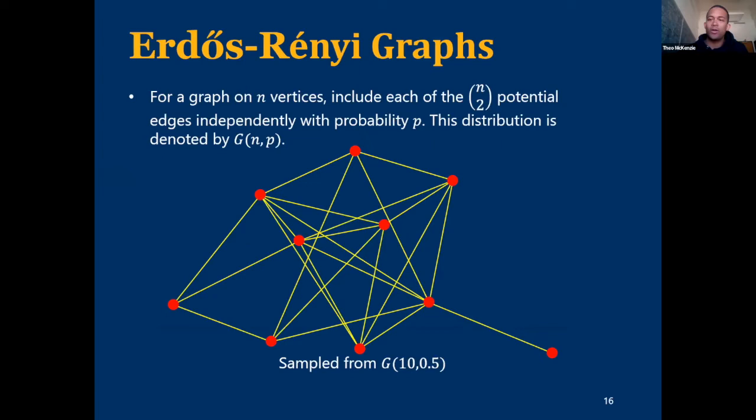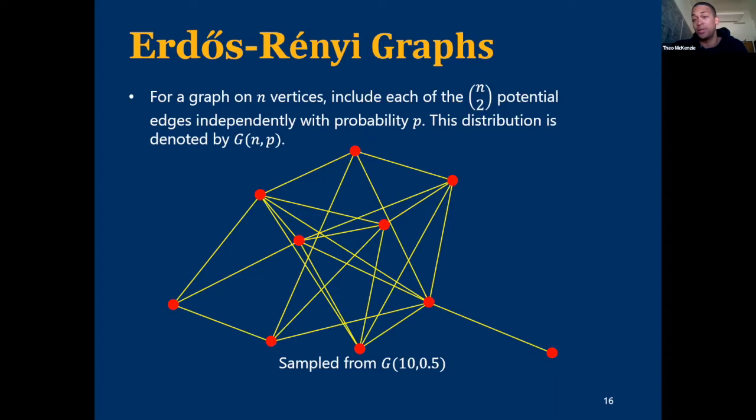And this says that I take n vertices, so I fix all these points. There are n choose two potential edges just by choosing any pair of vertices. And then for every pair of vertices, I include the edge with some fixed probability p. I take vertices and then I just add each edge independently with some fixed probability. This is often called a G(n,p) graph. So here's an example that I just generated of G(10, 1/2), which is just a graph on 10 vertices where each edge is included with probability 1/2.